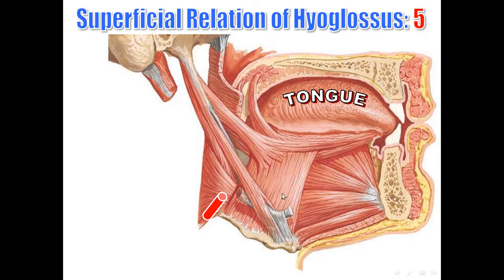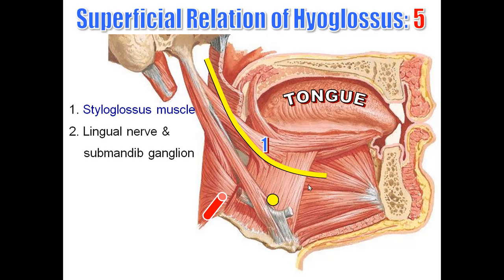This muscle, the hyoglossus muscle, is a key muscle in the submandibular region. So we should be aware of the relations of the hyoglossus muscle. The hyoglossus muscle has 5 superficial relations and 5 deep relations. Regarding the superficial relations, from above downward, the first one is the styloglossus muscle. The second one is a nerve and ganglion.